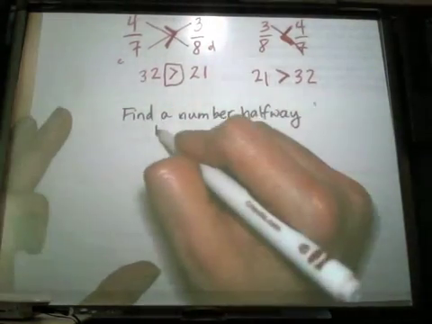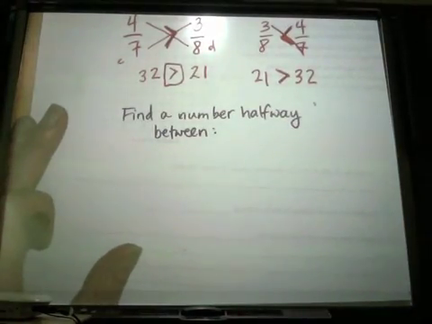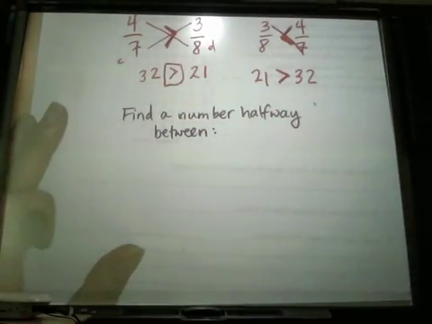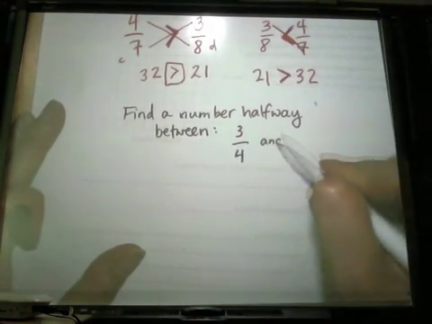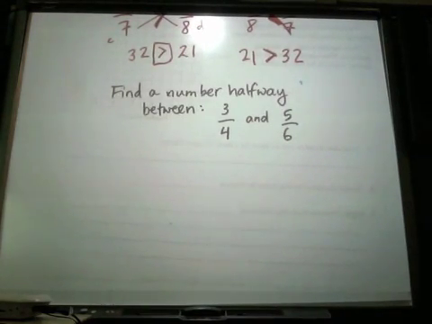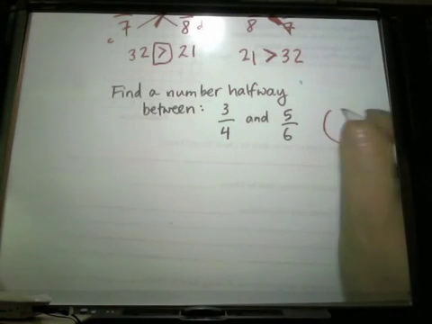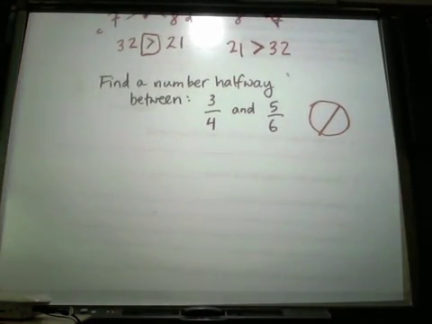Here's where we're going to need to keep it as fractions. Halfway between, and then you'll be given two fractions, and we're going to try to find the number that is halfway in between 3/4 and 5/6. So first of all, here's what you cannot do. I'm going to put it over here with a line through it. Here's one thing you cannot do.